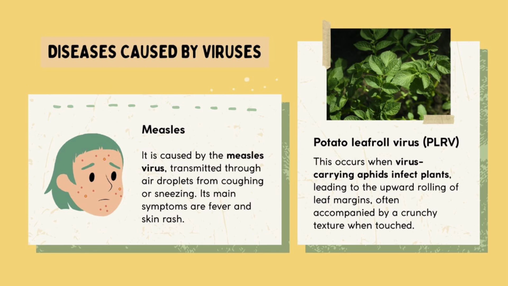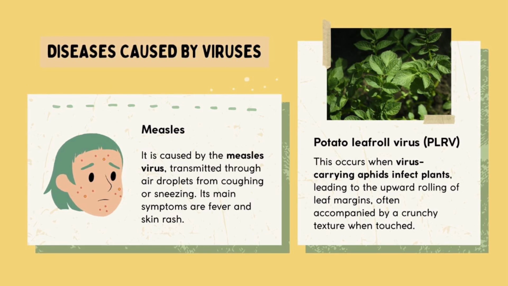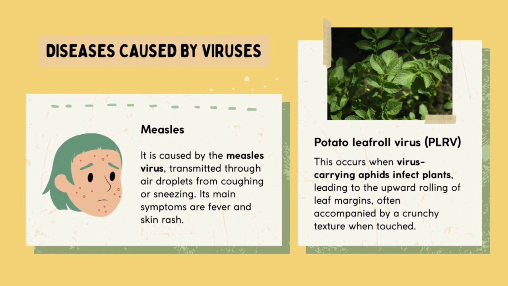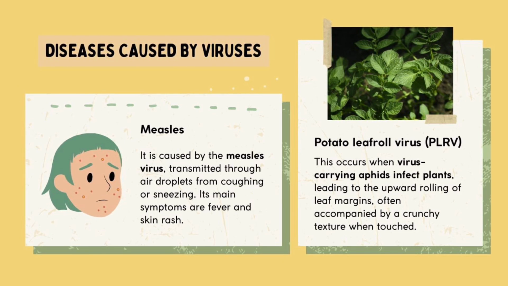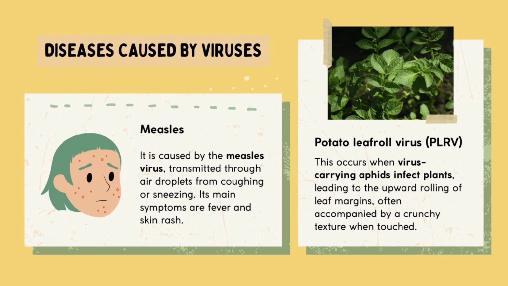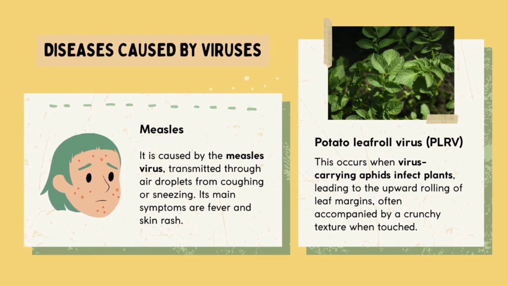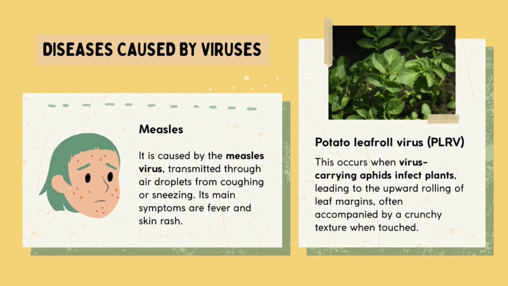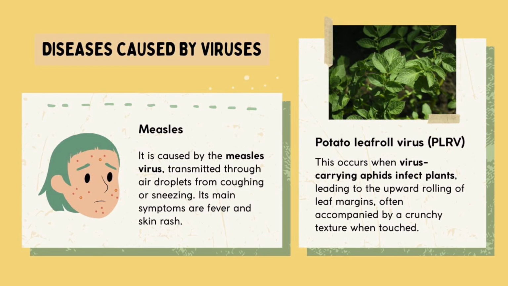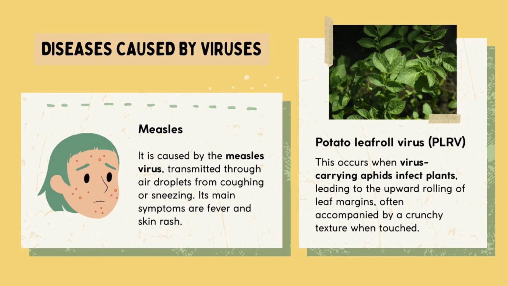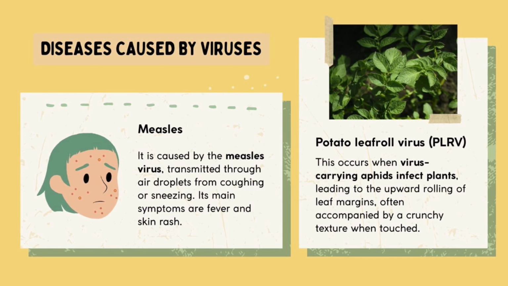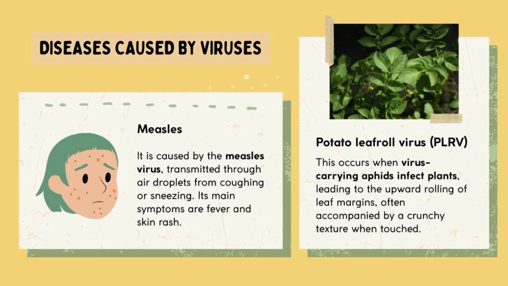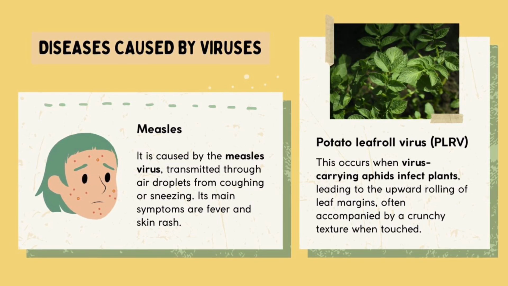Diseases caused by viruses. Measles. It is caused by the measles virus transmitted through air droplets from coughing or sneezing. Its main symptoms are fever and skin rash. Potato leaf roll virus (PLRV). This occurs when virus-carrying aphids infect plants, leading to the upward rolling of leaf margins, often accompanied by a crunchy texture when touched.